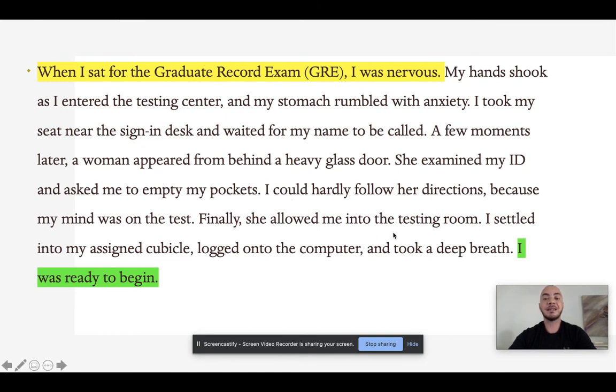Finally, she allowed me into the testing room. I settled into my assigned cubicle, logged onto the computer, and took a deep breath. I was ready to begin.